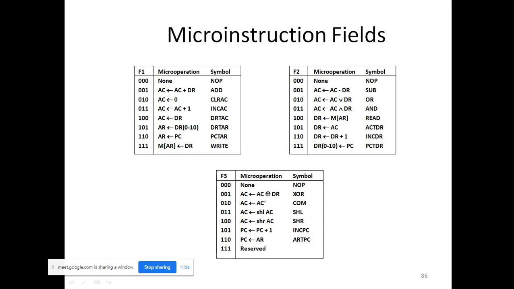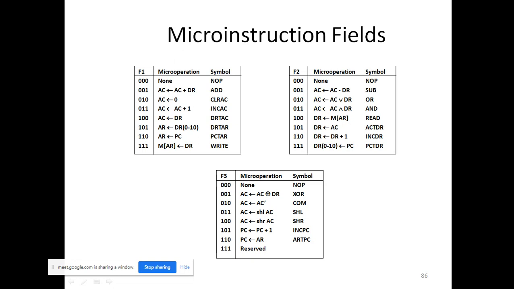F1 having 7, F2 having 7. Some operations are stored in the F2. Some operations are related to arithmetic, logical and shifting operations. Suppose F1 having arithmetic operations, F2 having logical operations, and F3 having shifting operations, shift right, shift left, like that. So these are the different fields based on this opcode.